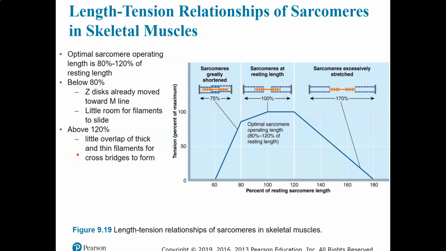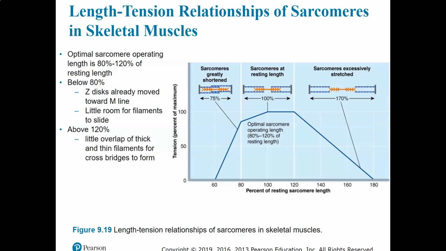When we look at the length-tension relationship of sarcomeres in skeletal muscles, again, we are going to have the strongest response when those sarcomeres are between 80 and 120% of their resting length. If we are below 80%, then the Z-discs have already moved towards the M-line. We've already slid those filaments past each other. There's not a whole lot more room for sliding.